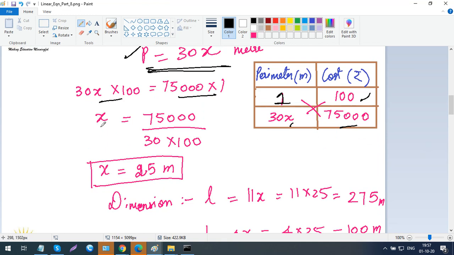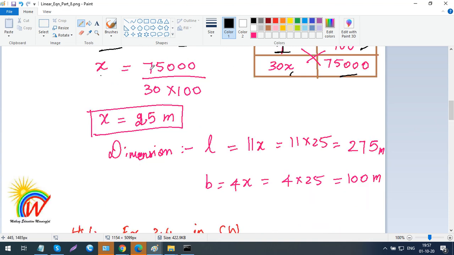So you have to isolate the x, move everything to the other side. 30 and 100 are multiplied with the x, so they go to the bottom when they go to the other side of the equals sign. So x equals 75,000 divided by 30 into 100. See, 1 2 3 zeros. I get all the 3 zeros, and 3 times 25 is 75. So x is equal to 25 meters.